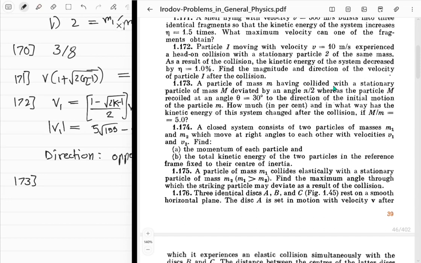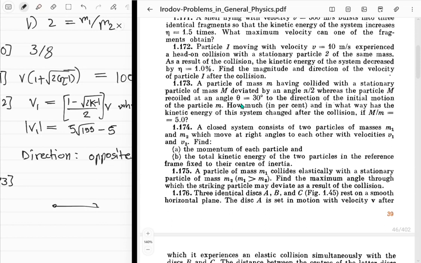Particle of mass m having collided with a stationary particle of mass capital M deviated by an angle of pi upon 2, where particle m recoiled at angle 30 degree direction of the initial. So any figure? No, I'll have to draw that out. Stationary particle of mass m deviated by an angle pi upon 2. Okay, right. Where the particle capital M recoiled at an angle theta equal to 30 degree direction of the initial motion of the particle small m.